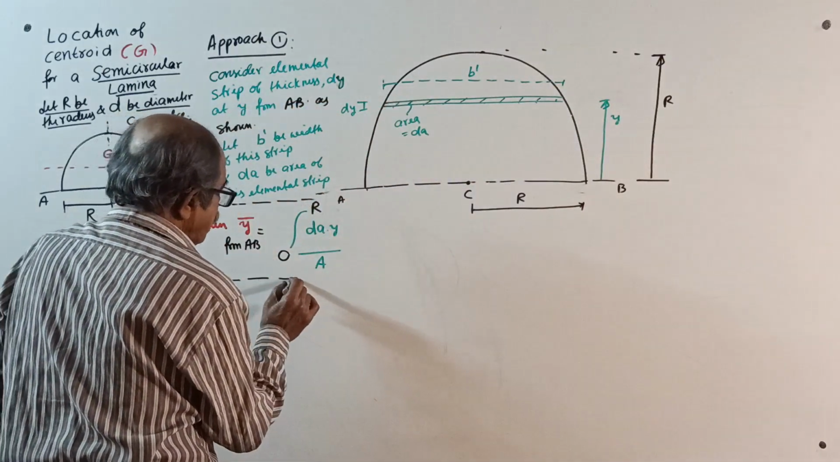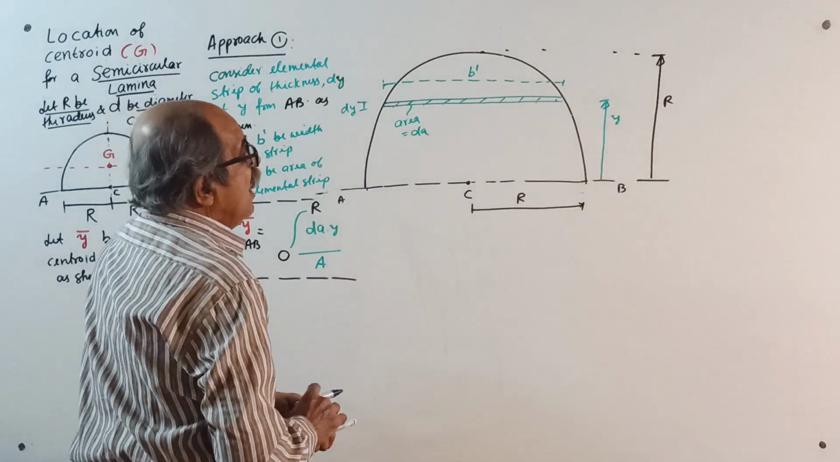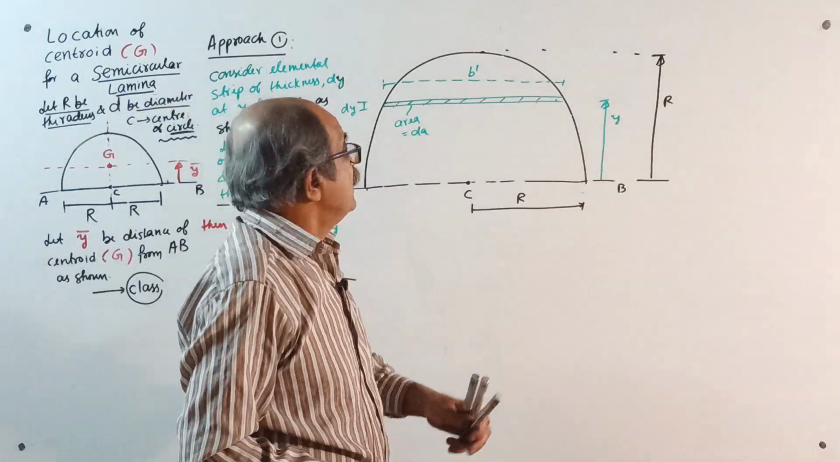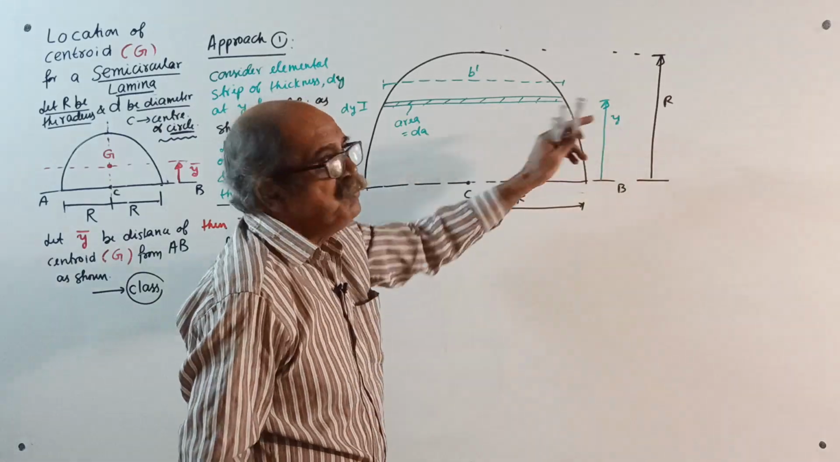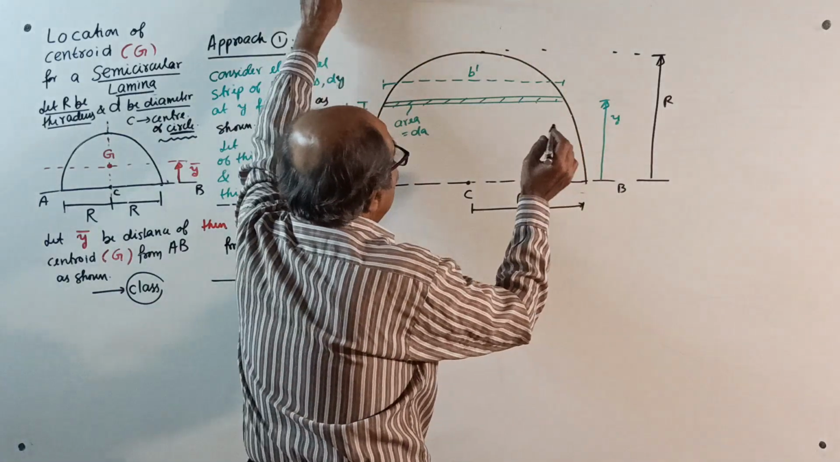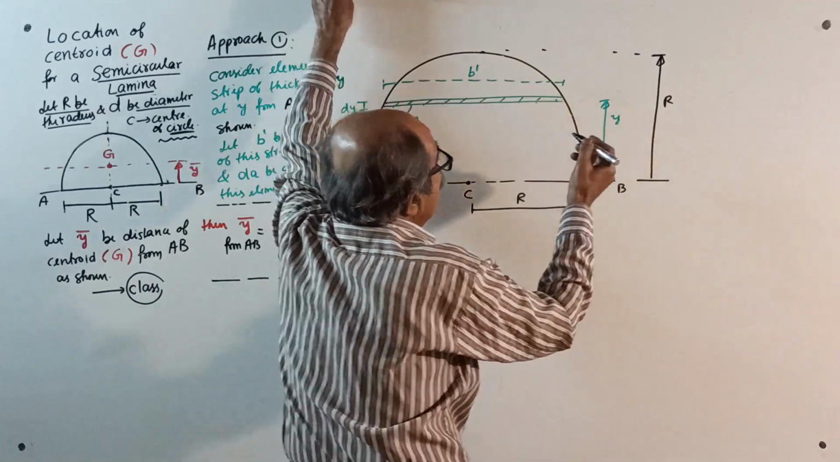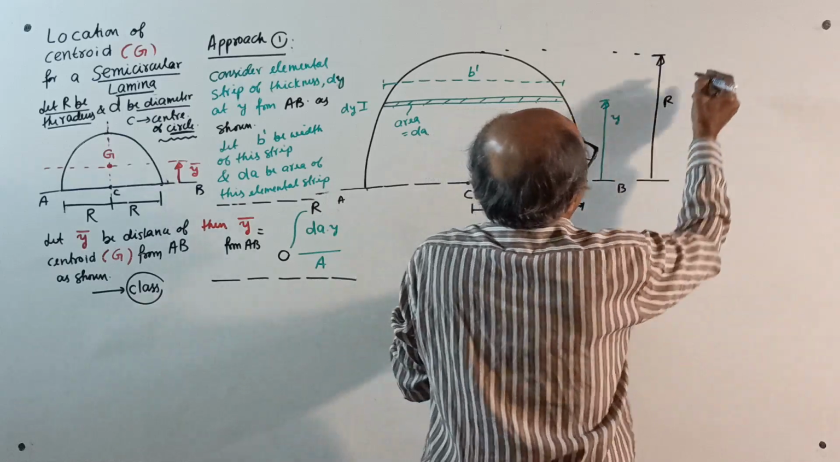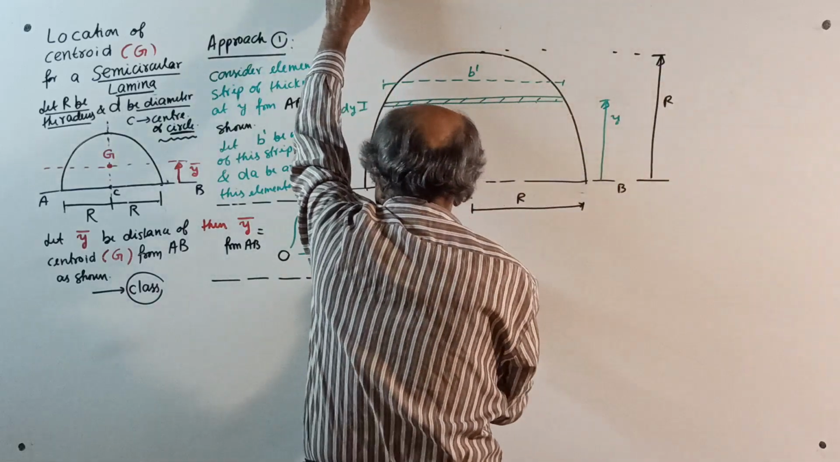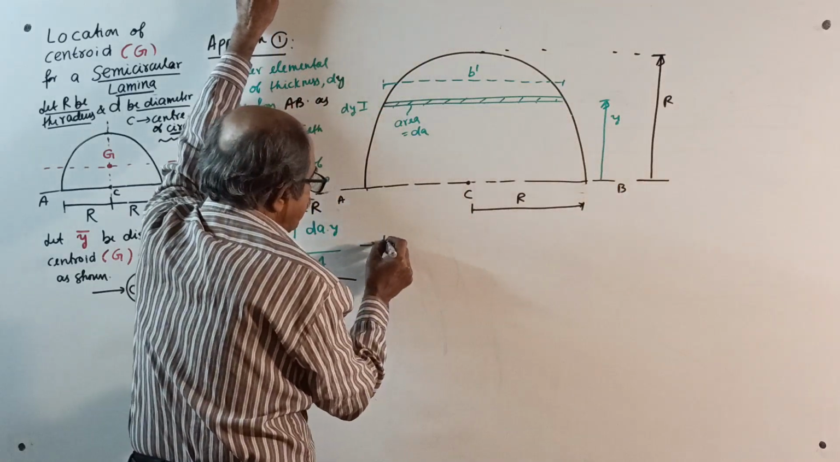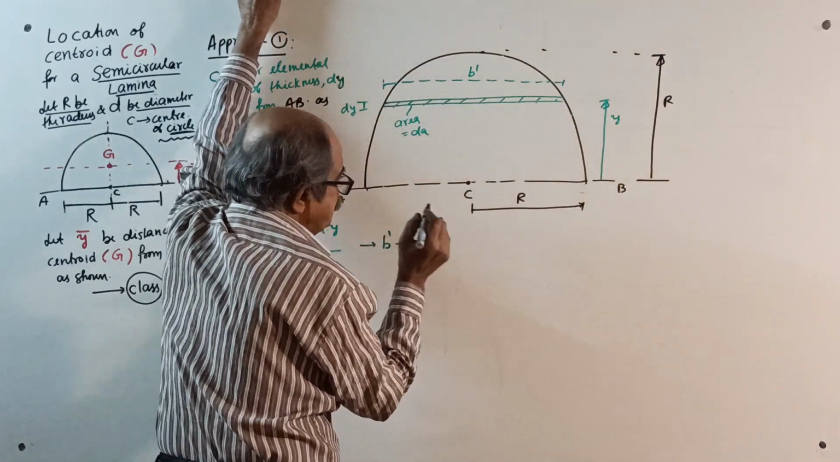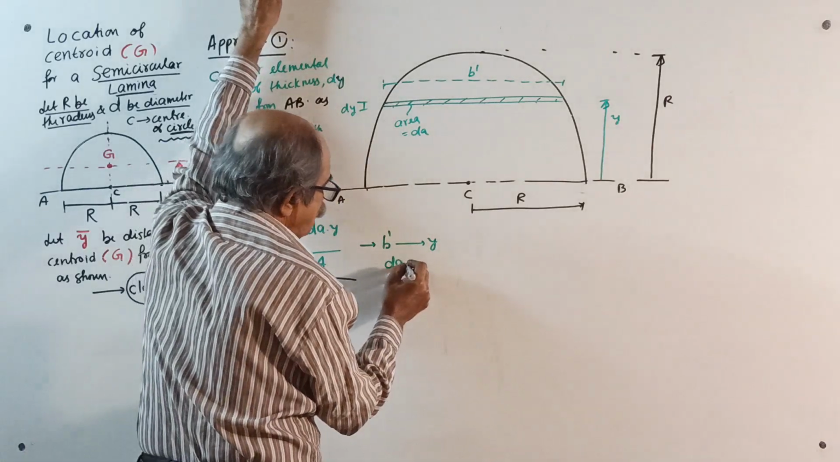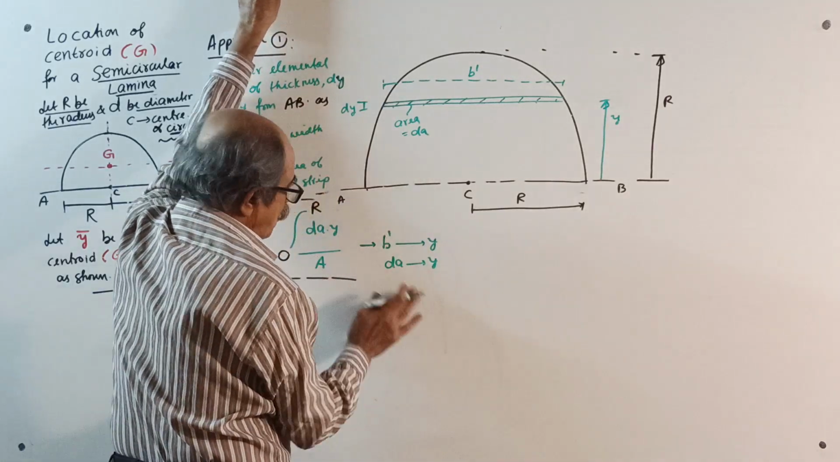Please wait for some time. Okay, now I told you something: get everything in terms of y. First of all, we require B dash. You make a note here. We need B dash in terms of y, and dA also in terms of y. Okay, we will do it.